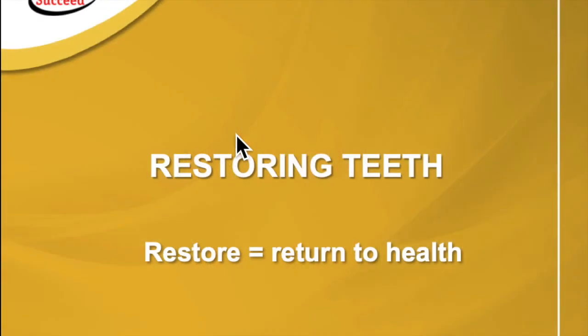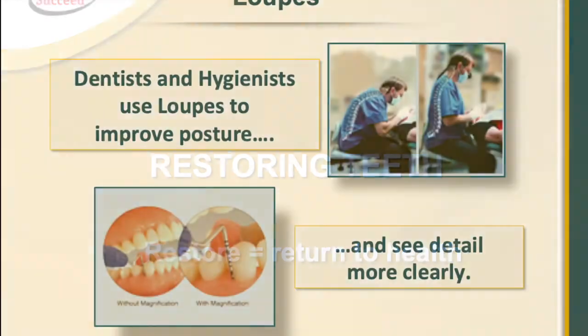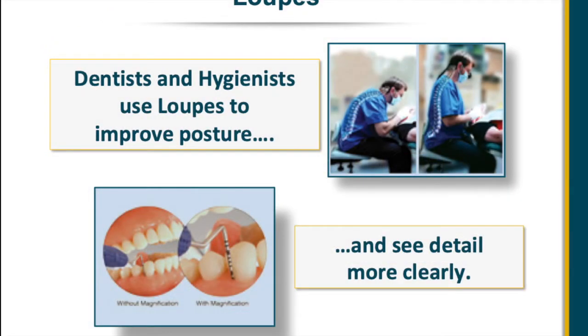Okay, so we're going to get into restoring teeth. Restore would mean return to health. Dentists often use loupes. It helps improve their posture. It helps them see better. So instead of seeing 5 or 6 teeth at a time, they might only see 1 or 2 teeth at a time.